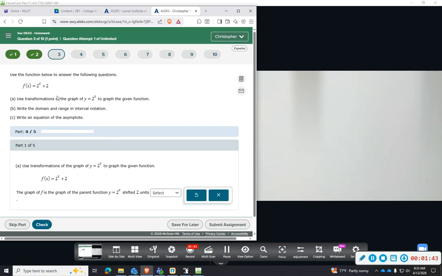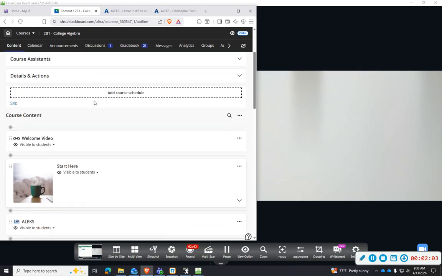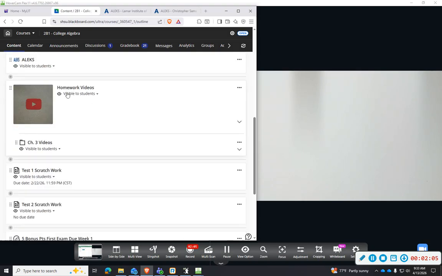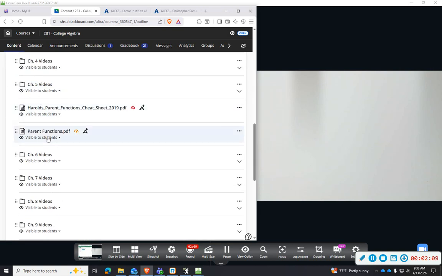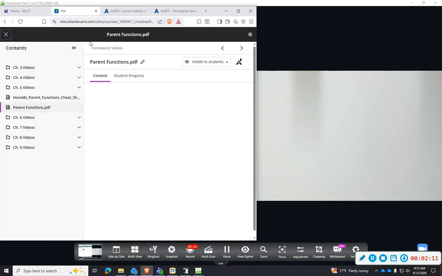All right, number 3, we're going to use the function below to answer the following questions. Use transformations of the graph 2 to the power x to graph the function. Write the domain and range in interval notation, and write the equation of the asymptote. So let me show you from our course videos. I have some printouts. I'm going to go to the basic parent function.